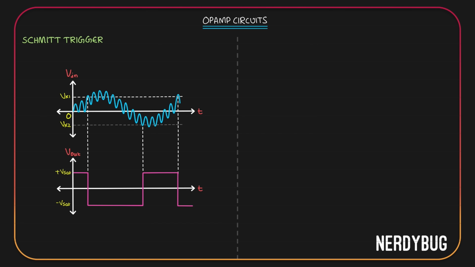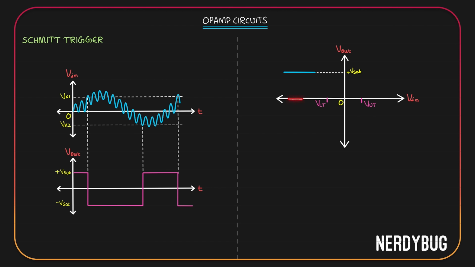Let us now plot the input-output characteristics of a Schmitt trigger. For that, I will take input on the x-axis and output on the y-axis. Assume that the applied reference voltage is 0, so the upper and lower threshold voltages are equal and opposite. Let us say input starts from this value and increases. Let us also assume initially the output is positive saturation voltage.